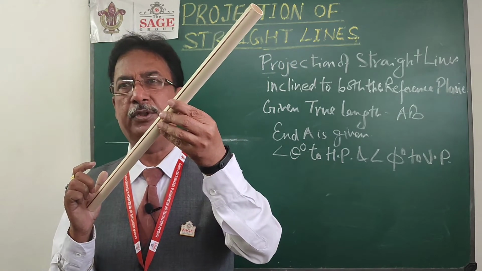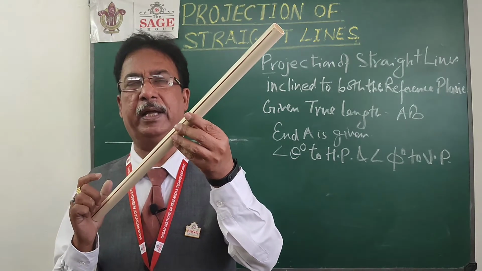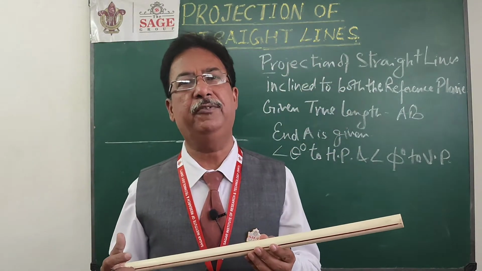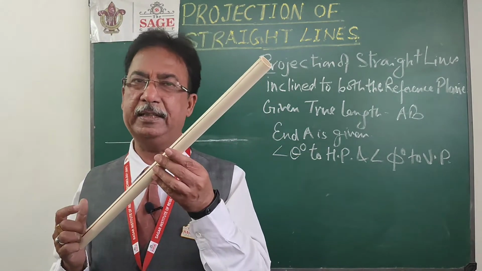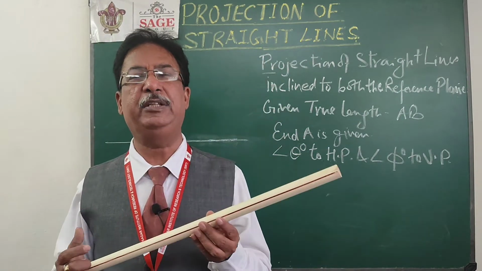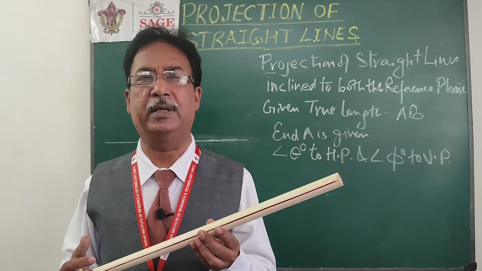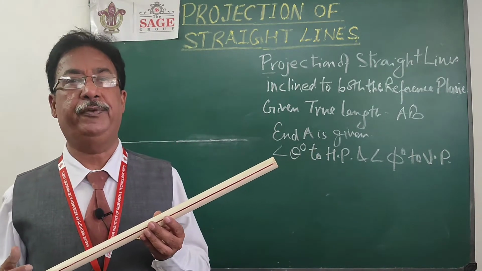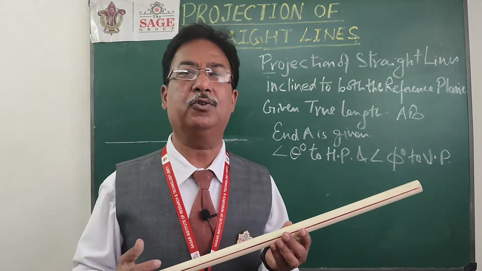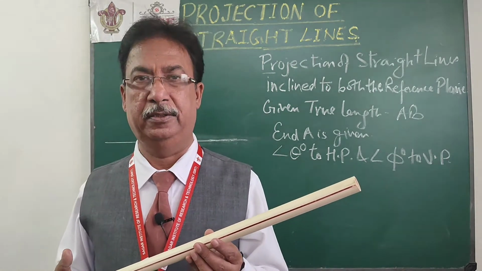Now in this case, as you know, a line will show its true length when it is at least parallel to one of the planes. Because this line is not parallel to both planes, we are not going to get the true length of the given line in any of the projections. And when we do not get the true length, we will also not get the true inclination.